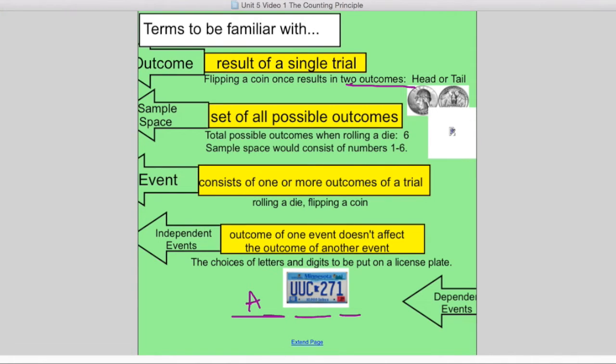As you look at this plate, they have a U and then a U, so it doesn't matter what you have on the first one, all the possibilities are still available for the next one. If I was just talking about letters, there's 26 letters, so I'd have 26 options, and then 26 again, and then 26 options again. That's if I was asking how many 3-letter options I could have for license plates.